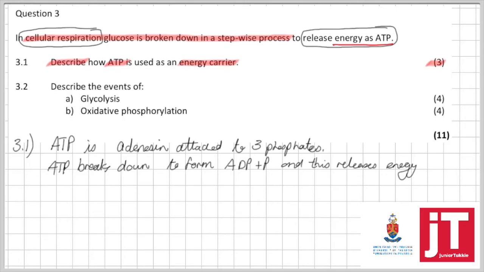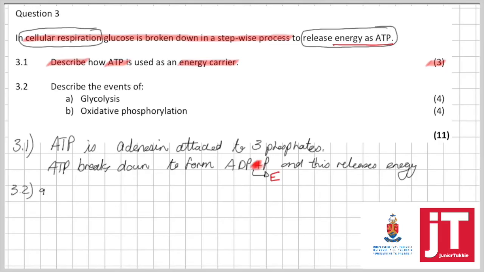So in our description here, we're telling what ATP is and where the energy comes from. And that's how it is an energy carrier. It carries the energy between the adenosine and the phosphates to which it is attached. All right, so there we should get our 3 marks in that explanation. It is about the breaking down of ATP to form ADP and the free phosphate, and the fact that this releases energy. That is where we have our 3 marks.